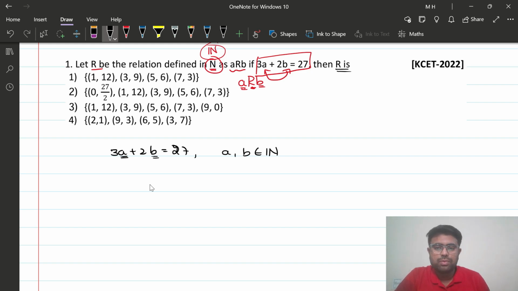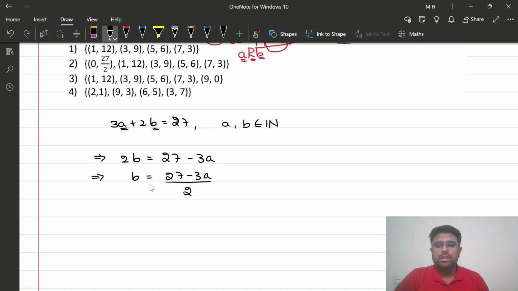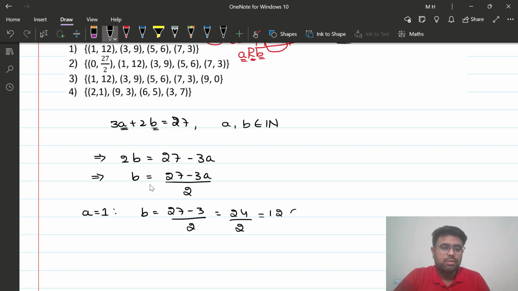So since I have to find out the value of b, I will keep 2b here and take 3a to the other side. I'll get 2b equals 27 minus 3a. So this implies b is going to be (27 minus 3a) divided by 2. Now, since a and b both belong to natural numbers, I'll start substituting the natural numbers in the place of a. If I take a equal to 1, I'll get b equal to what? 27 minus 3 ones are 3, divided by 2, which is 24 by 2, which is equal to 12, which is a natural number.